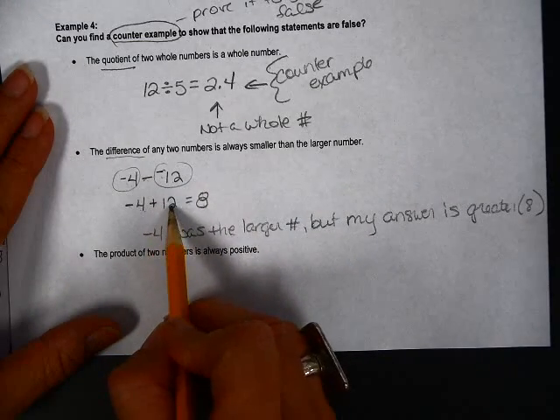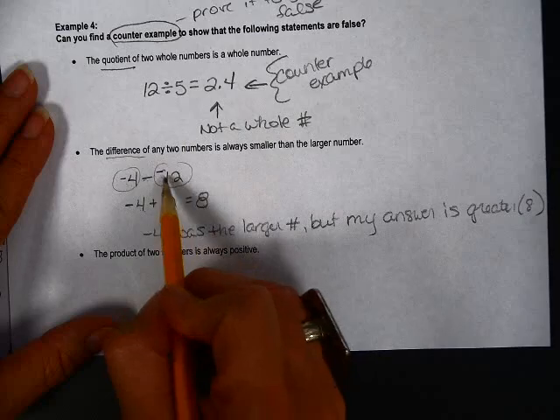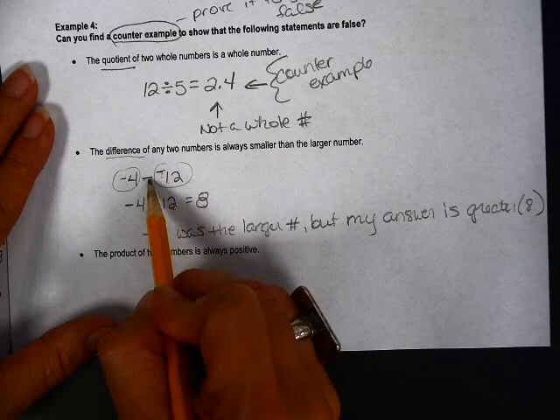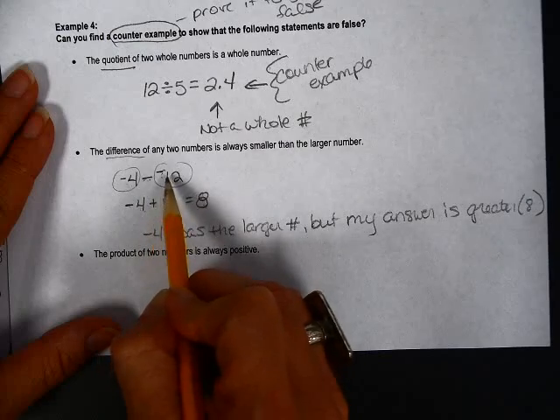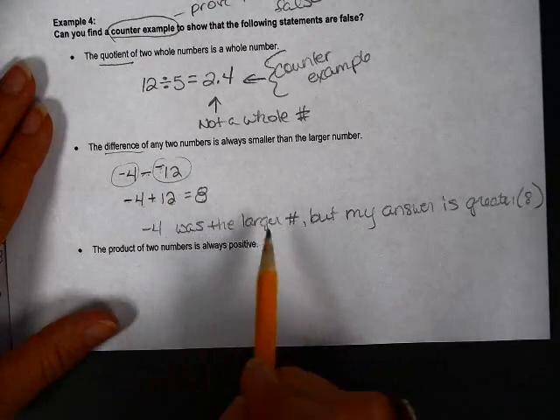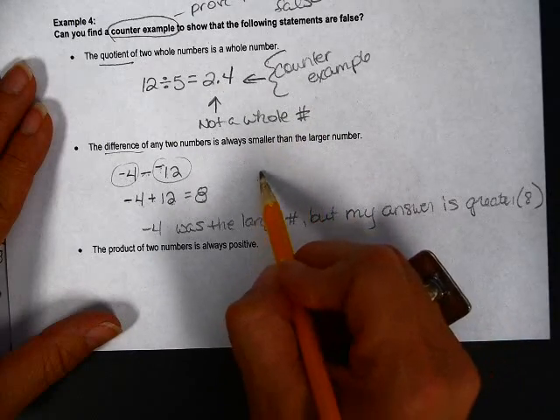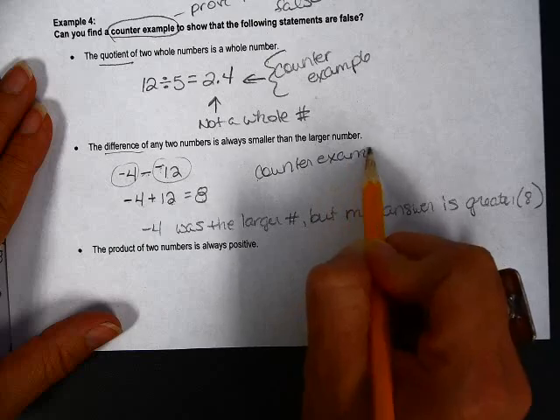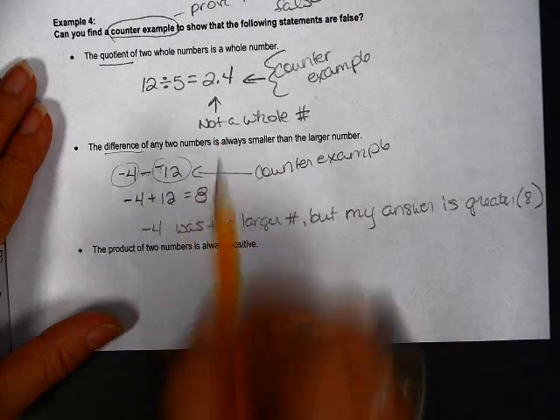So I subtracted two numbers, but the answer that I got was greater than my larger number. Don't look at this plus 12 and say, wait a minute, no, you had 12. No, that was a -12. But when you subtract a negative, you actually end up adding. But I'm still subtracting two negative numbers there. Okay? So I've proven it false. So this is my counterexample to this conjecture.